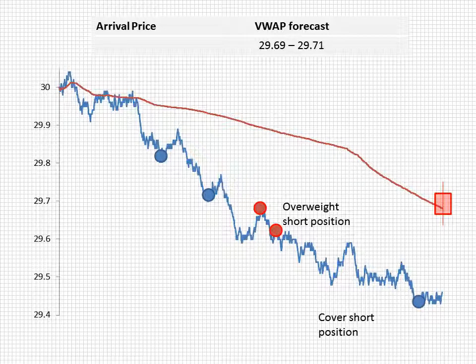Going into the close, we cover our short position at 29.40, and we satisfy the parent VWAP order at 29.40 as well. This lowers our net arrival price to 29.61, below the final VWAP forecast of 29.69. It's this constant readjusting and constant hedging of the parent order arrival price to stay below the VWAP forecast for buy orders and above the VWAP forecast for sell orders.